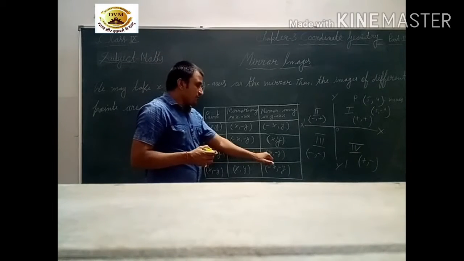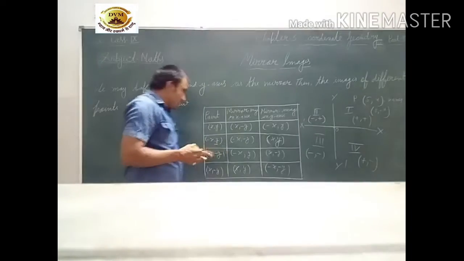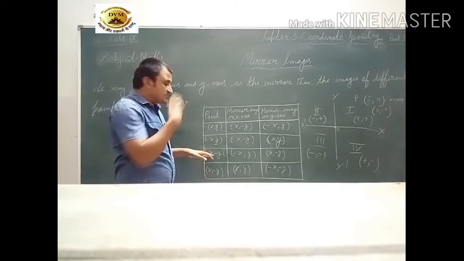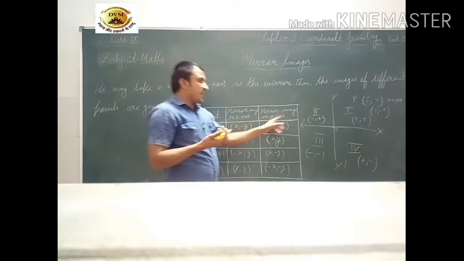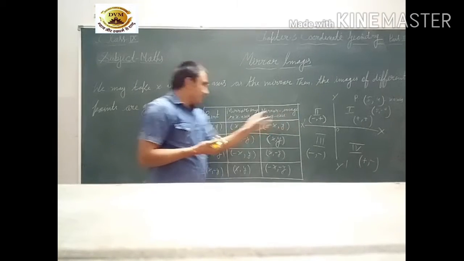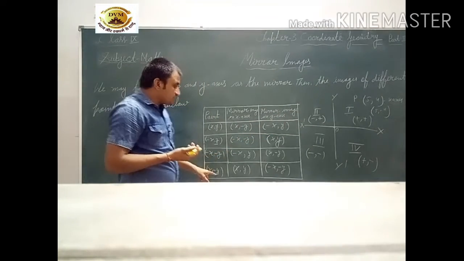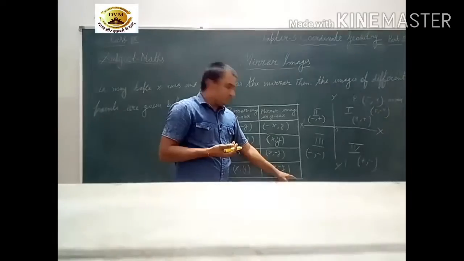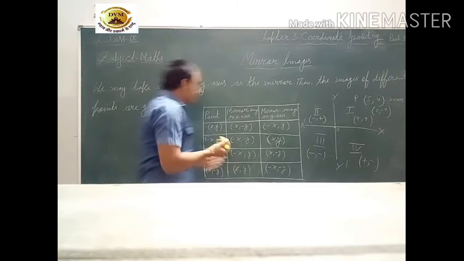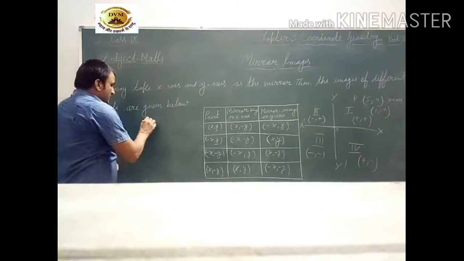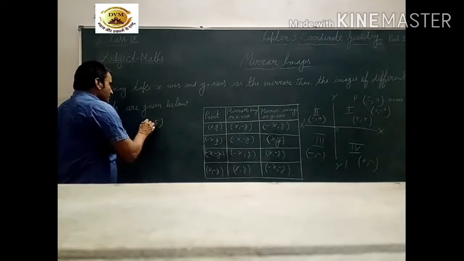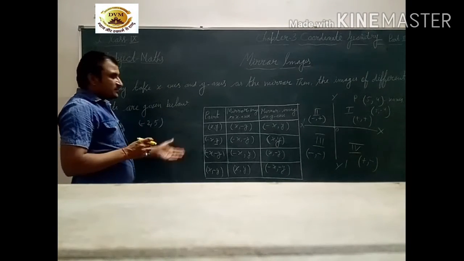In the y axis mirror image, the x coordinate sign will be changed: (x, y) becomes (minus x, y). In the x axis mirror image, (x, y) becomes (x, minus y). Clear?